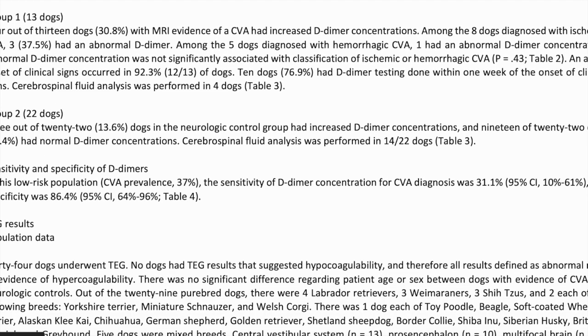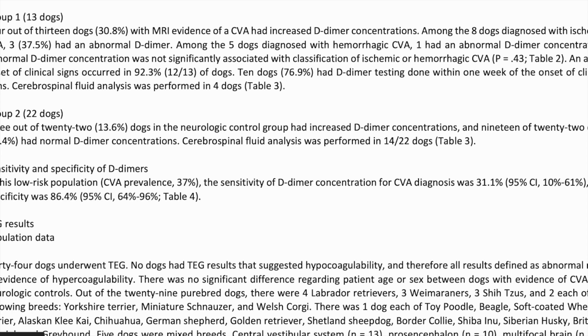Group 1, 13 dogs. 4 out of 13 dogs, 30.8%, with MRI evidence of a CVA had increased D-dimer concentrations. Among the 8 dogs diagnosed with ischemic CVA, 3, 37.5%, had an abnormal D-dimer. Among the 5 dogs diagnosed with hemorrhagic CVA, 1 had an abnormal D-dimer concentration. Abnormal D-dimer concentration was not significantly associated with classification of ischemic or hemorrhagic CVA, p equals 0.43, table 2.